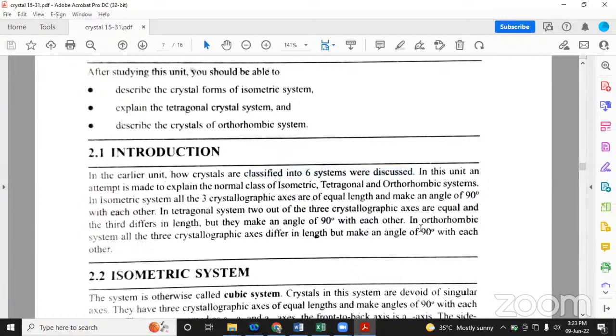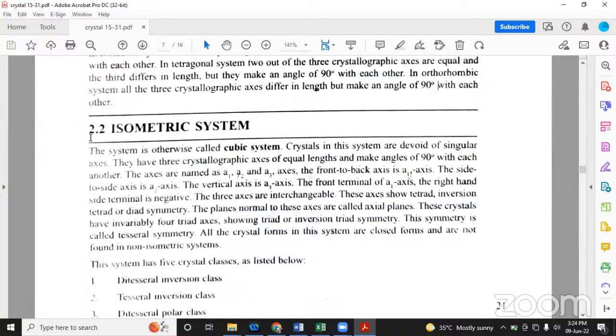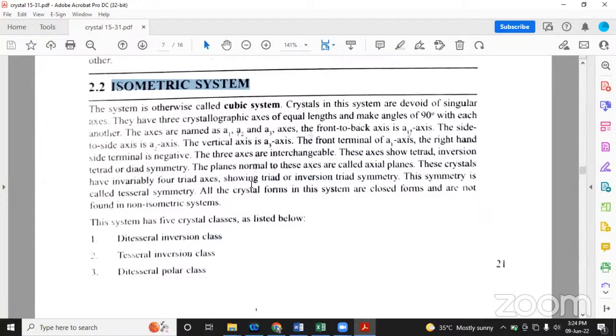Each system has 32 classes, and the systems are divided based on the axes and their lengths. Coming to the isometric system, it is nothing but the cubic system. It is defined by 3 crystallographic axes of equal length and equal angle. Equal length and equal angle is called the isometric or cubic system.